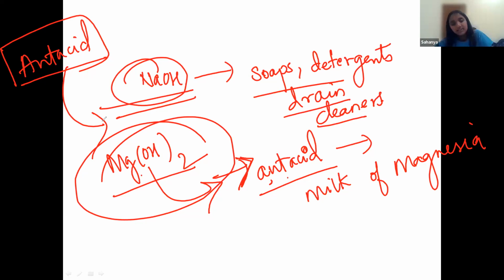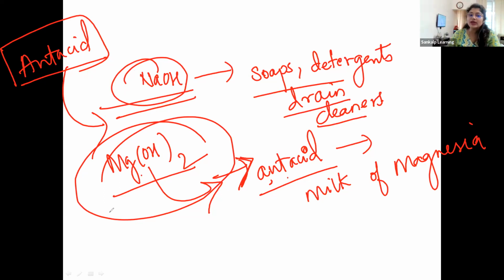Okay, so it is called milk of magnesia. So what is milk of magnesia? It is Mg(OH)2. You have to know that magnesium hydroxide is used as an antacid, which is called milk of magnesia.